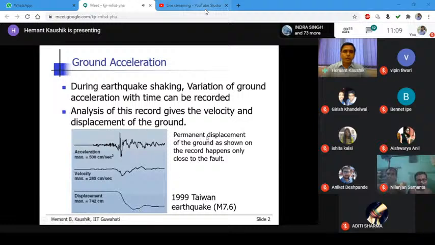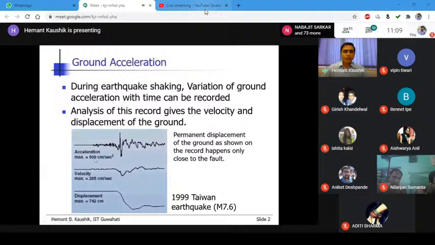Now this is the permanent displacement of the ground, right? And generally it happens near the faults, not very far away from the fault. So there are many instances, many earthquakes, where such permanent deformation of the ground has occurred.